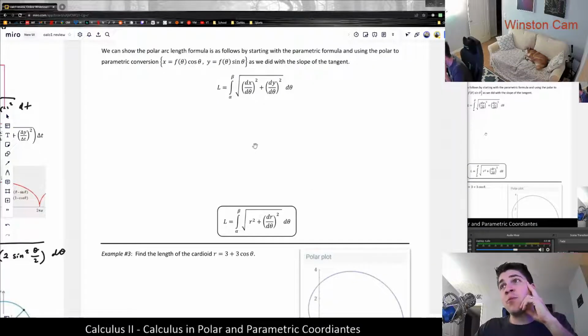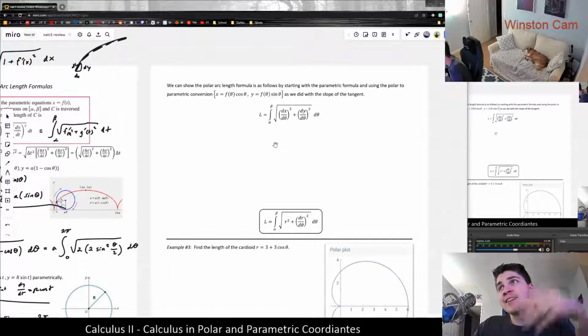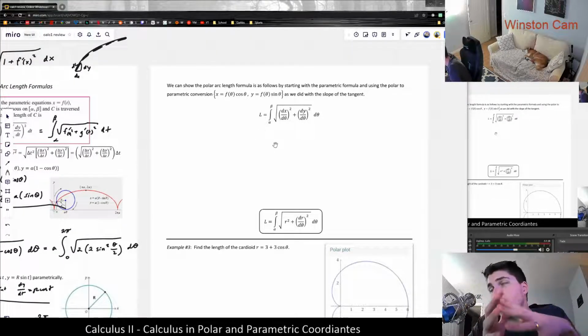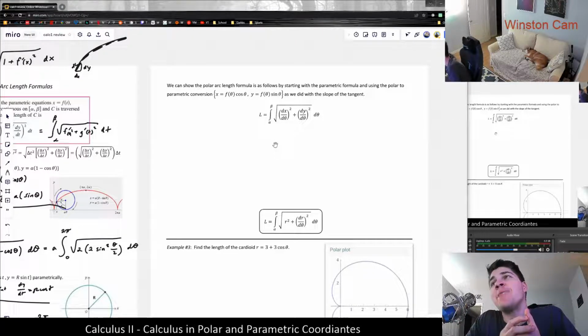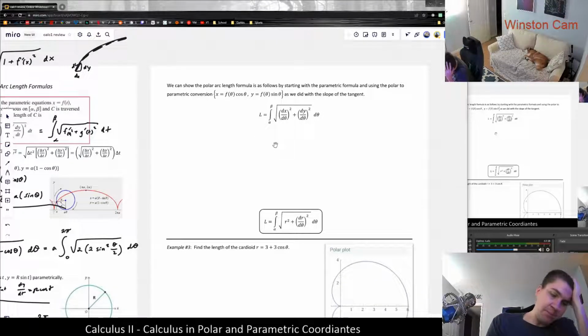Last but not least, we might wonder, okay, what is the equation for the arc length of a polar curve? Because essentially we have three different types of coordinate systems, and this is not an exhaustive list of all the possible ones, but the most commonly used: parametric, rectangular, and polar. It's nice to know how to do calculus in any of those systems.